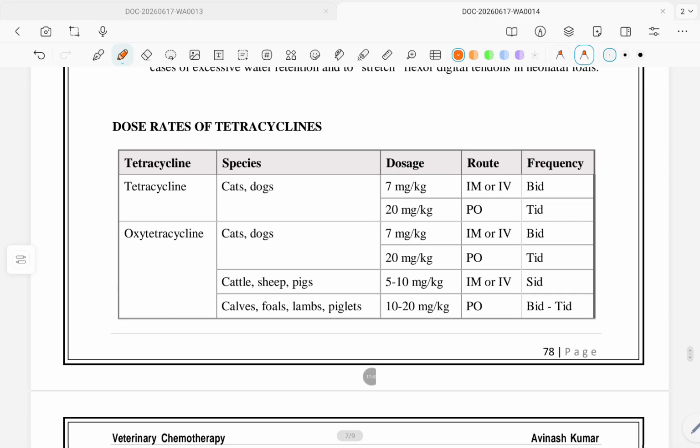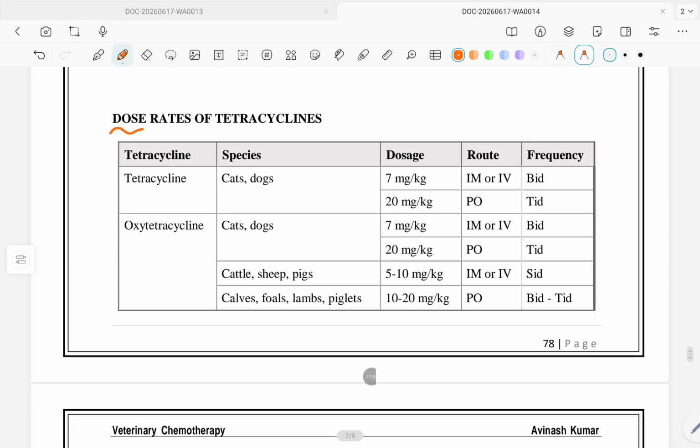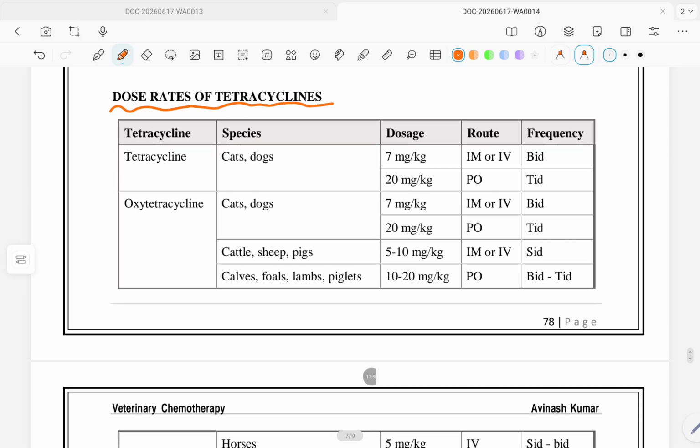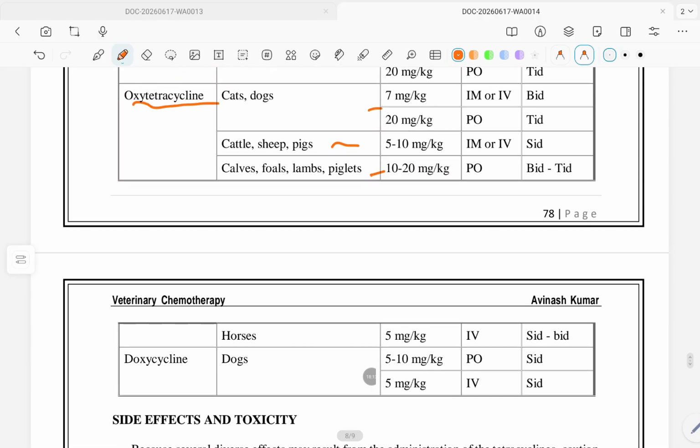Dose rates of tetracycline. Tetracycline: species, dosage, route, frequency. Tetracycline: cat, dog. Oxytetracycline: cat, dog, cattle, sheep, pig, lamb, piglet. Doxycycline: dog.